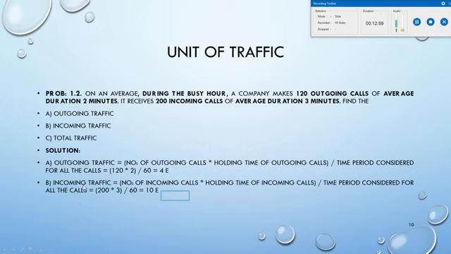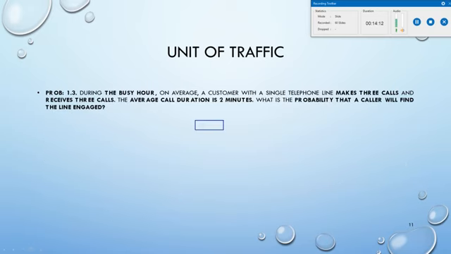Similarly, for incoming traffic, it is the number of incoming calls into the holding time of incoming calls, divided by the time period considered for the calls. So 200 into 3, because we have 200 incoming calls and the holding time is 3 minutes, divided by the busy hour, because T is equal to the busy hour, which is 60 minutes. So this turns out to be 10 Erlangs. The last part is the total traffic, which is the outgoing traffic plus the incoming traffic, which turns out to be 14 Erlangs. We'll move ahead with the next problem, problem 1.3.